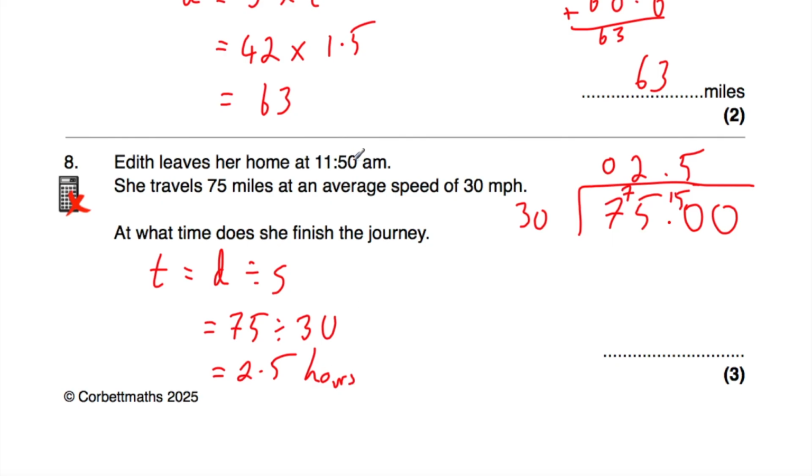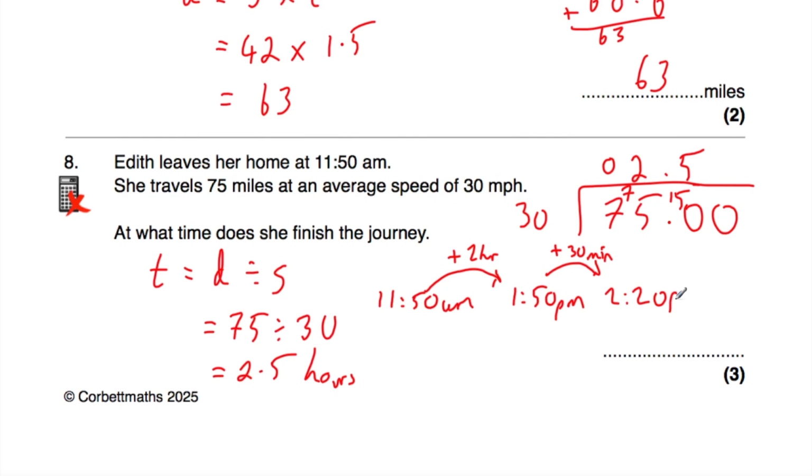Now she leaves home at 11:50. Now I'm going to do a bit of a timeline here. She starts at 11:50 a.m. It then takes 2.5 hours, so 2 hours. So if we add 2 hours, that would bring it to, well, we'd have 12:50 p.m., 1:50 p.m., so 1:50 p.m. That's adding on 2 hours. And then another 30 minutes, adding on 30 minutes would be equal to 2:20 p.m. So what time does she finish the journey? 20 past 2 in the afternoon, and that's it.